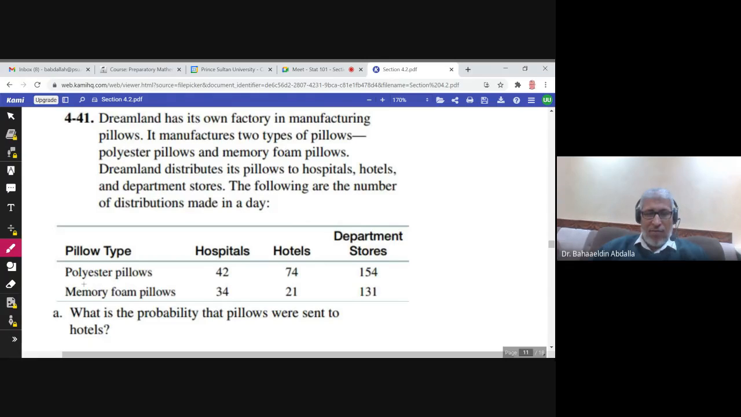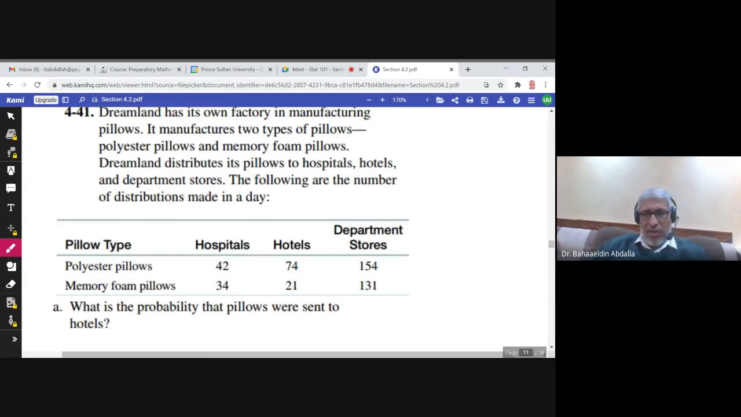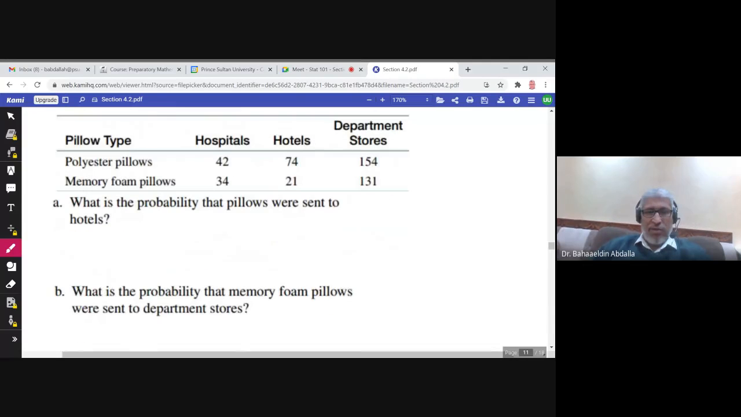So we have a pillow type. This is one variable, and another variable, destinations. The following are the number of distributions made in a day. If I ask you what kind of data is here, time series or cross-sectional? Your answer should be cross-sectional, because it is in one day. Okay, some questions about this table.